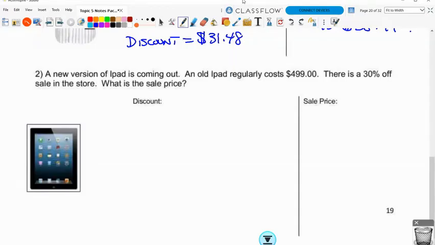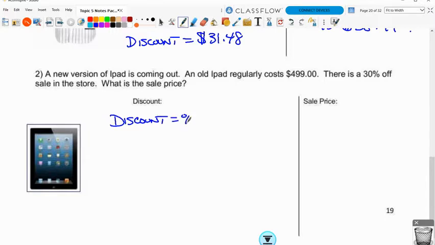In our second example, we're told that a new version of the iPad is coming out. The old iPad regularly costs $499. There's a 30% off sale in the store to get rid of the older version, so we're going to figure out what the sale price is for the older version. First, before we can get the sale price, I need to know how much the discount is, so I'm going to start with the discount equation.